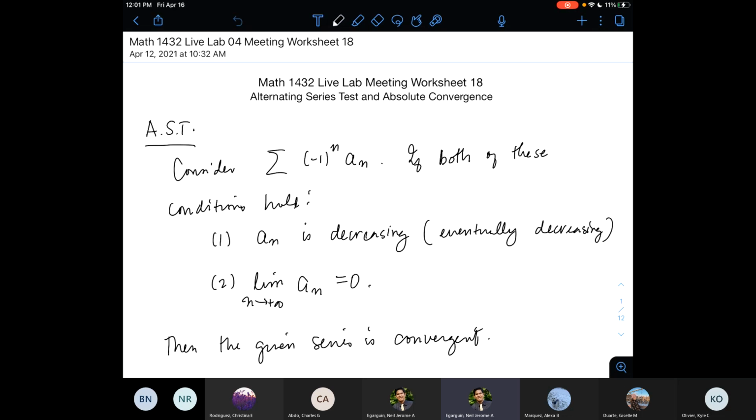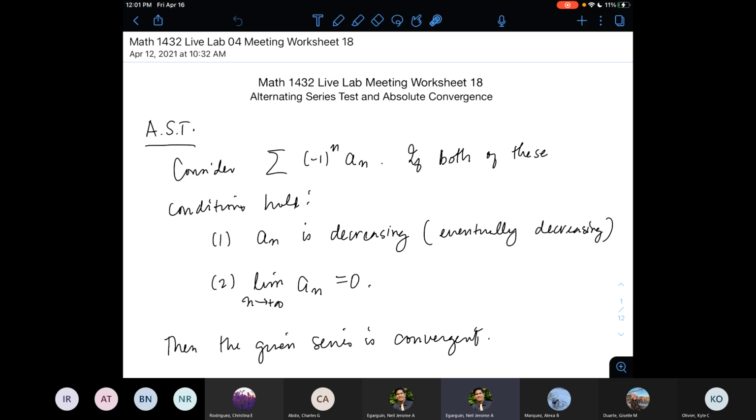So let's start. Last time we were talking about the alternating series test, and we have a bunch of examples. Now, just a quick recap. For the alternating series test, we consider a series of this form, wherein you have a factor that causes the series to alternate in sign, and you have a separate factor a_n that doesn't change signs, right?